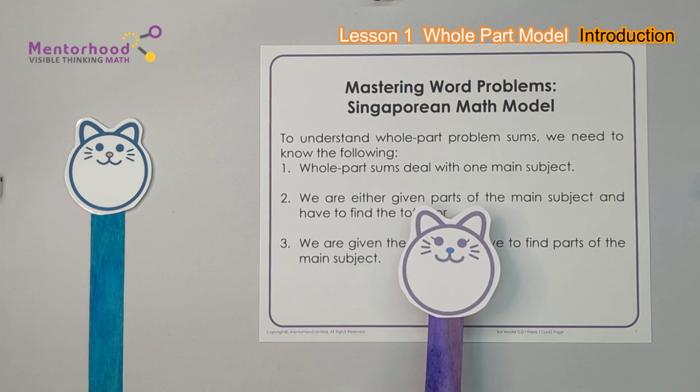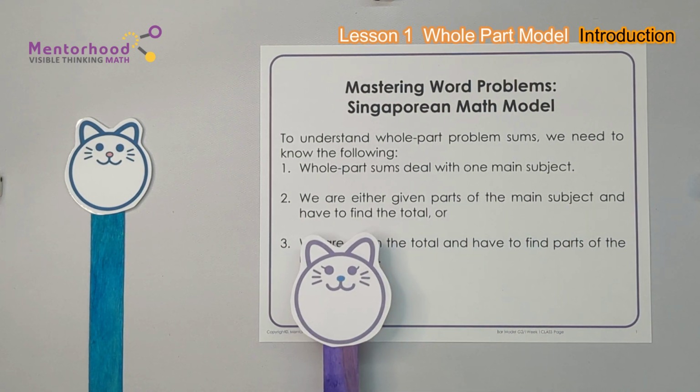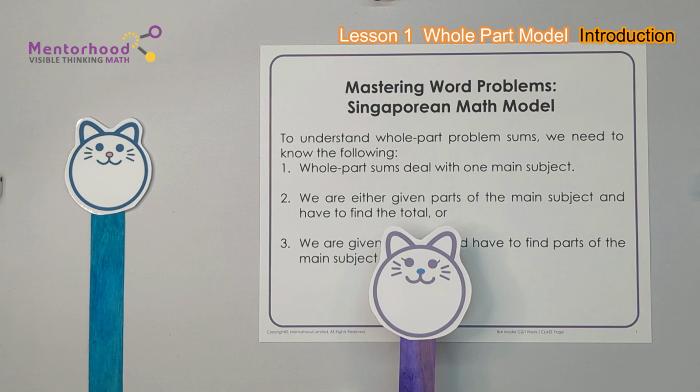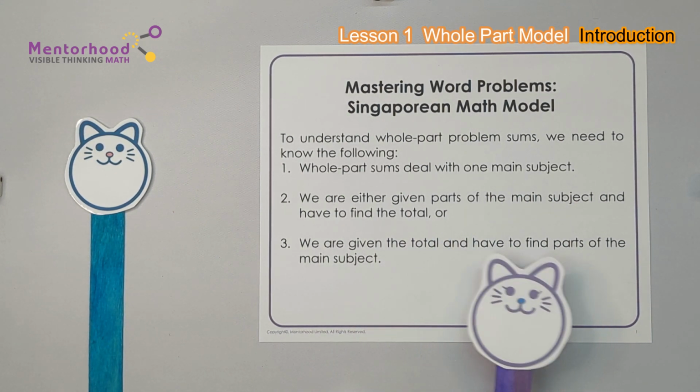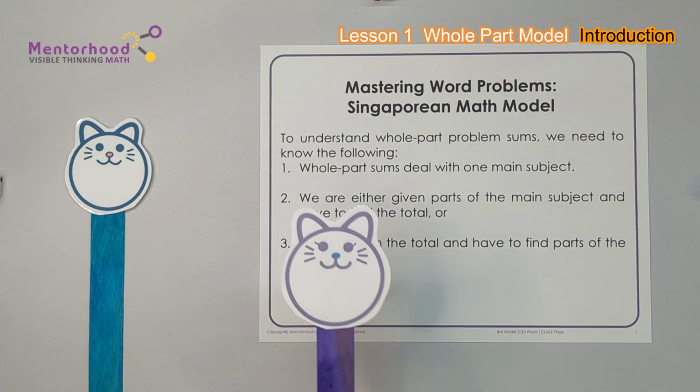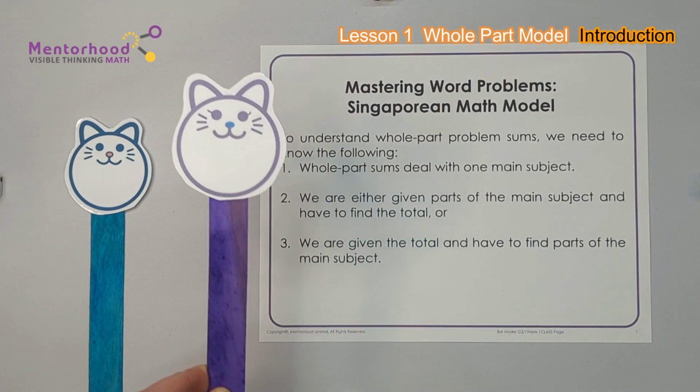We're either given the parts of the main subject and we have to find the total, or we're given the total number of the main subject and we have to find the parts. Are you ready for an example? Let's go!